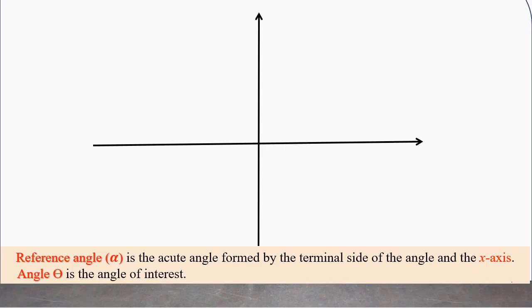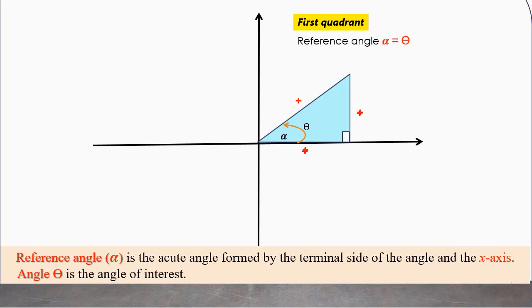Based on the following diagram, we are going to show you how to find the reference angles and the signs of the trigonometric functions based on the signs of the coordinates x and y. In the first quadrant, we notice that the reference angle alpha is equivalent to the angle theta. Since both the x coordinate and y coordinate are positive in the first quadrant, all the functions are positive.